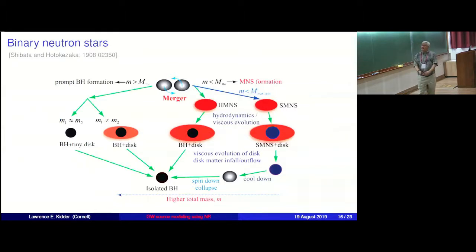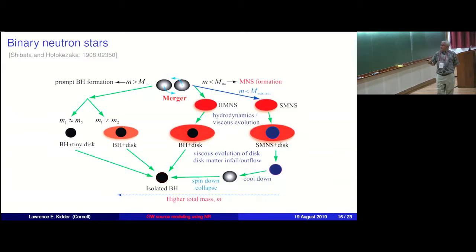So the binary neutron star case has a wide variety of outcomes depending on what the total mass of the system is. If the total mass is large enough, after merger, you have a very prompt collapse to a black hole. Depending upon the mass ratio, you may get a very minuscule disk or some disk, which could be capable of launching a gamma ray burst. If the masses are smaller, then you get either a short-lived or long-lived massive neutron star. Here, this is the hypermassive neutron star case and a supermassive neutron star case.